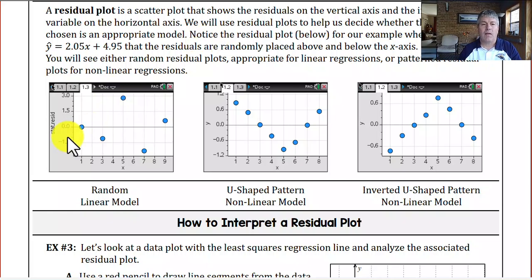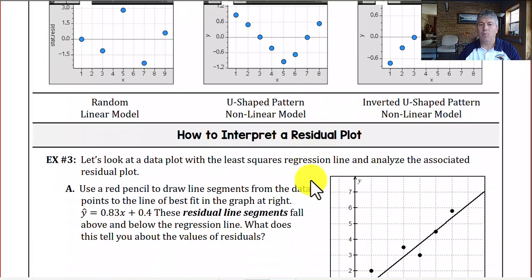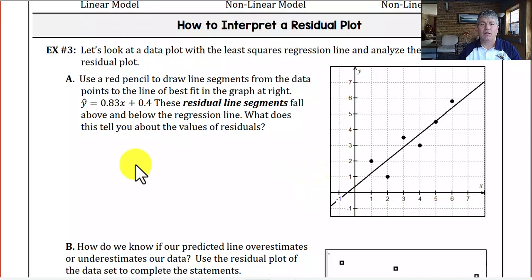So here in our notes, they give us 3 different pictures of possible patterns in a residual plot. So on the far left, we have random data telling us that a linear model is an appropriate model. And in these two, we have a U-shaped and inverted U-shaped pattern that says a nonlinear model would be more appropriate. So let's take a look at a data plot with the least squares regression line and analyze the associated residual plot.